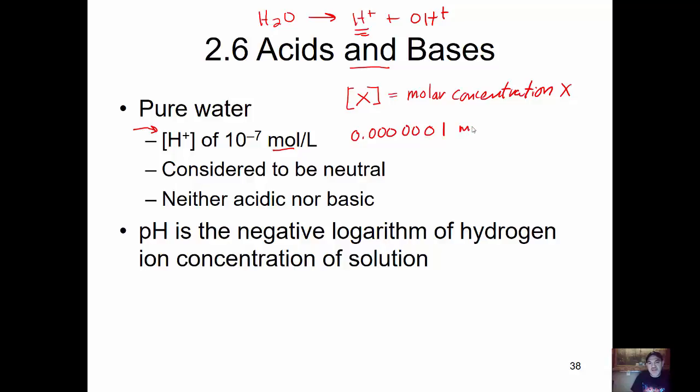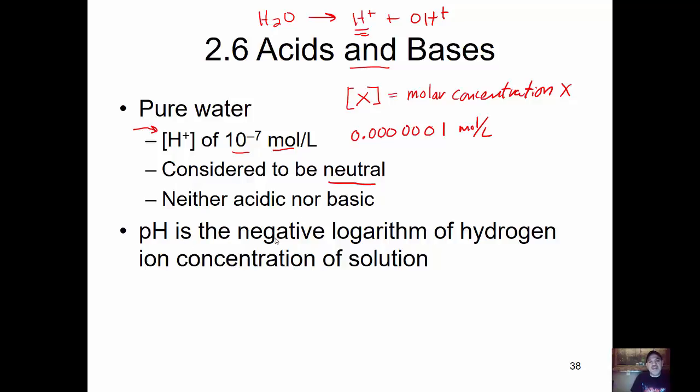So that would be saying moles for every liter of water. So very, very far from 1 mole per liter of water. We're talking about 1/10 billionths of a mole per liter. But still, it's a small and measurable amount. When water has this concentration of hydrogen ions, it's considered to be neutral, and we would call it a pH of 7. And this is neither going to be acidic nor basic.